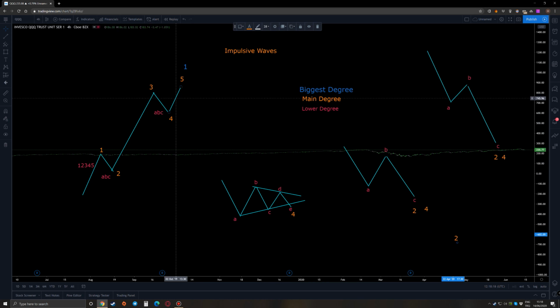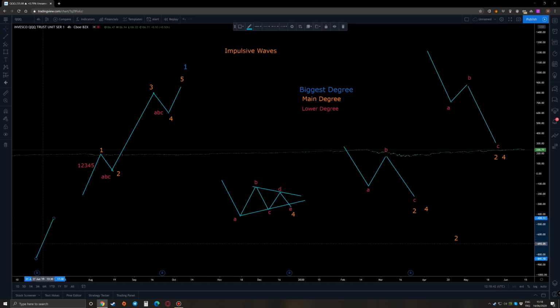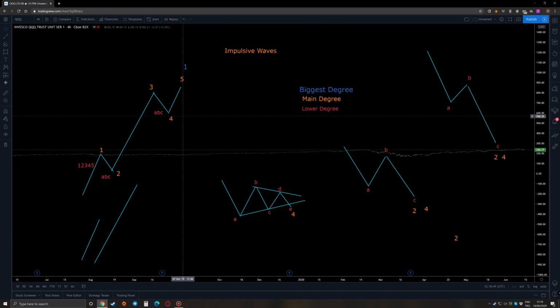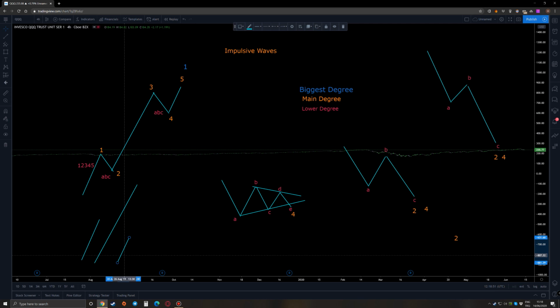Now the most important rule in any impulsive wave is this. You need either the first wave or the third wave or the fifth wave to be extended. Now, what does it mean to be extended? Well, the rule says like this. In this example, you should take this length of first wave, and you need to take length of third wave, and you also should take length of fifth wave.